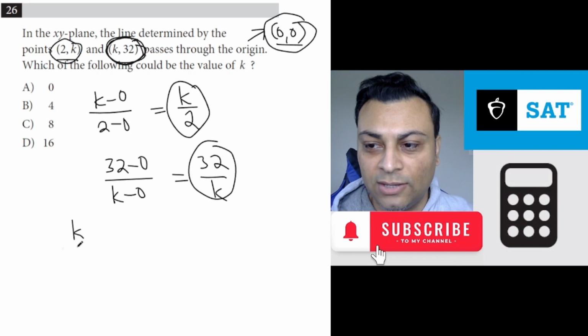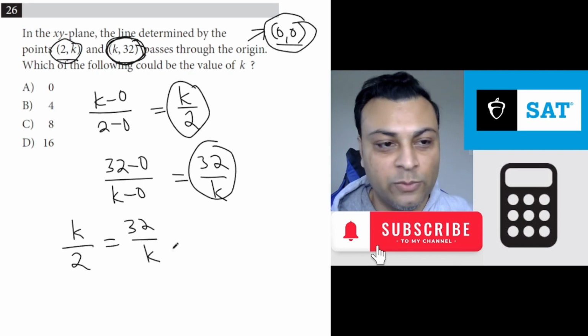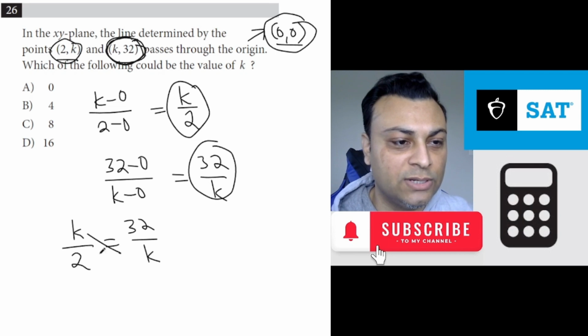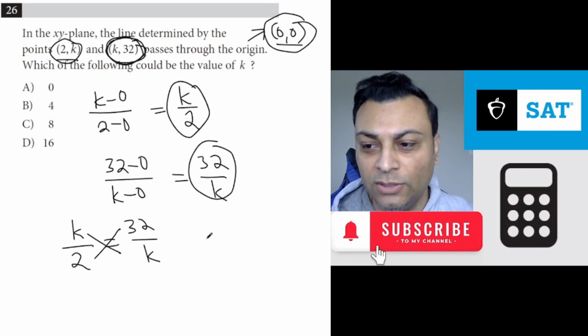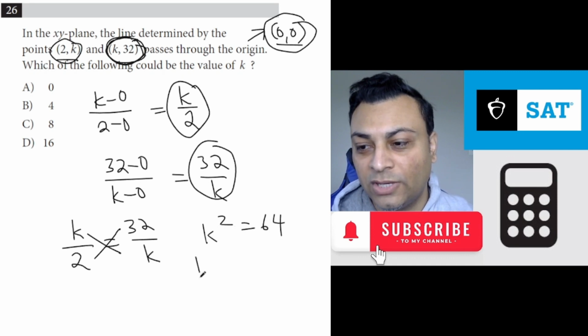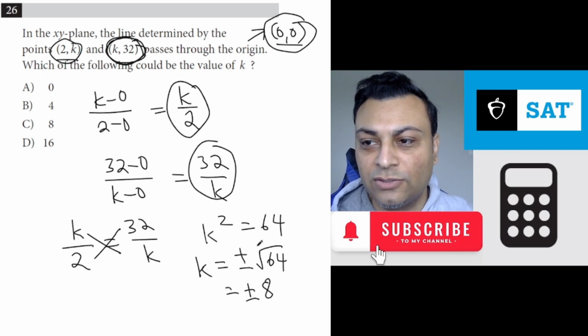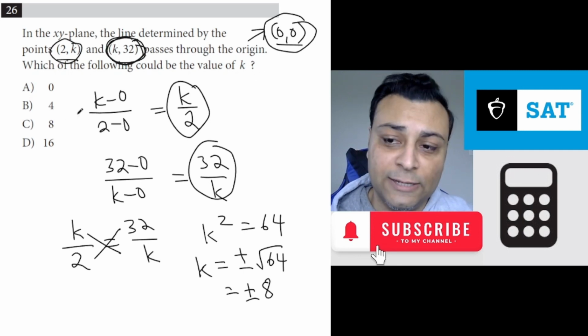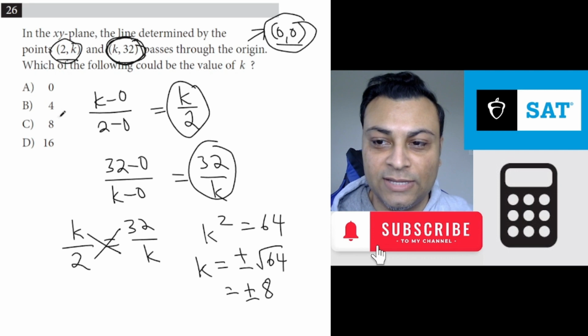So you have k over 2 equals 32 over k. If you cross multiply, you get k squared equals 2 times 32, which is 64. So k must be plus or minus root 64, which is plus or minus 8. So there are two answers. Which of the following could be the value of k? Since they don't have negative 8, but they do have positive 8, the answer is C.